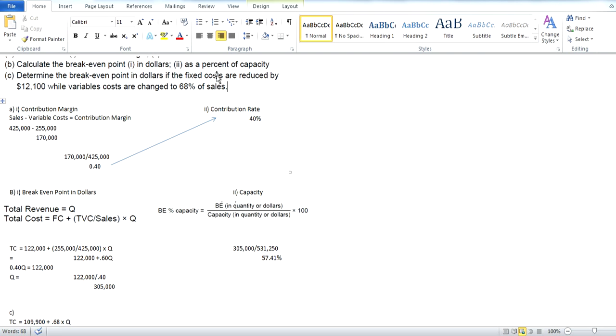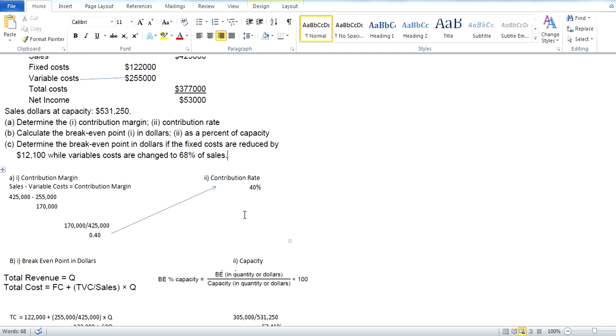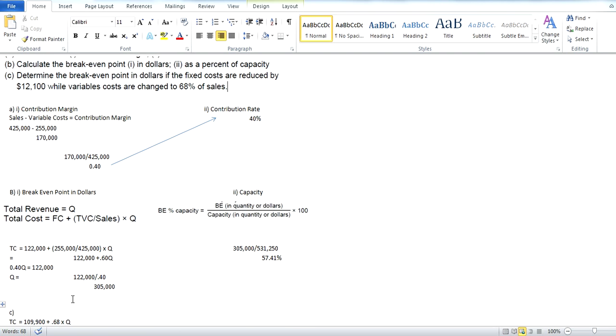Part 2 is the capacity. What is the break-even percentage of capacity? They tell us that our sales dollar capacity is 531,250. So we take the 305,000 from part 1 and divide it by the 531,250, which gives 57.41%. That's our break-even percentage of capacity.